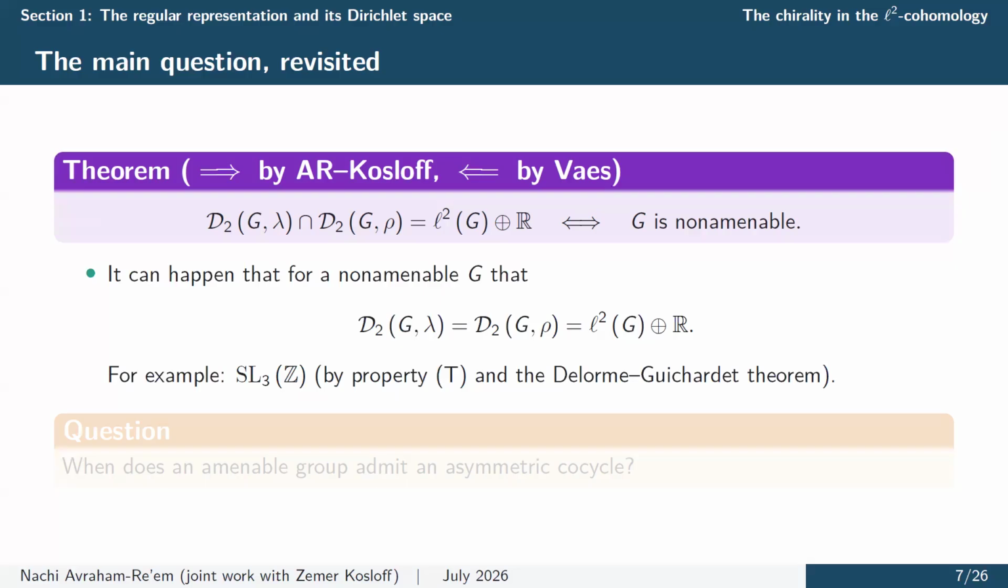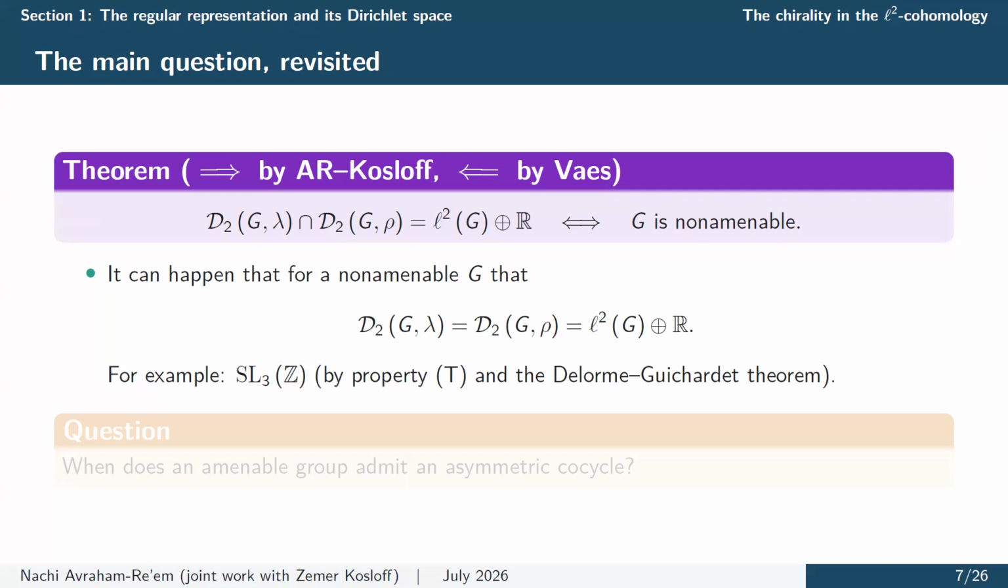So this does not mean that every non-amenable group has an asymmetric cocycle. It does mean that the symmetric cocycles are just trivial ones. And with regard to other non-trivial cocycles, well, it's a whole world, it's related to Betti numbers of groups. It's a whole story. Okay.